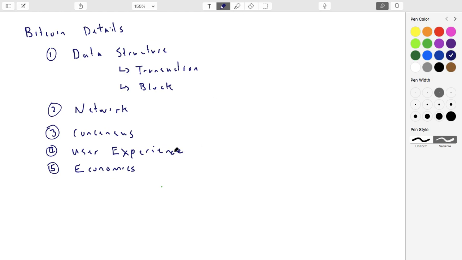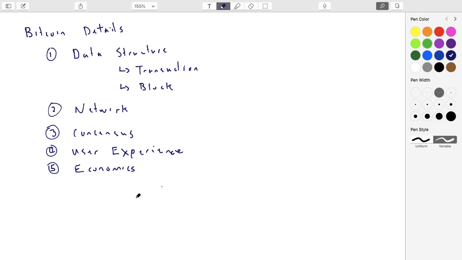And then finally, there's also a bunch of economics that are involved. So we mentioned that there's 21 million Bitcoin that are created. They're divisible. There's this idea of fees that you include. So who sets the fees? How expensive are they? What are all the different parameters that go into the finance side or the economic side of how Bitcoin operates? Okay, so we'll look at all of these in isolation, and we'll do a deeper dive on each of these five topics.